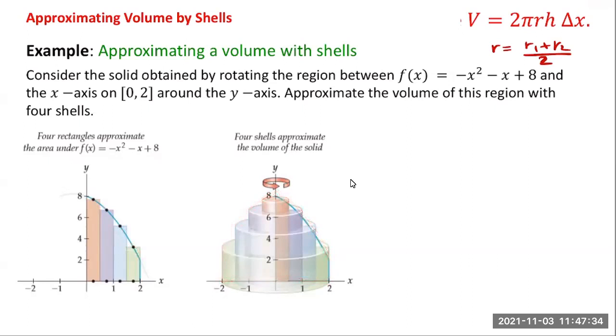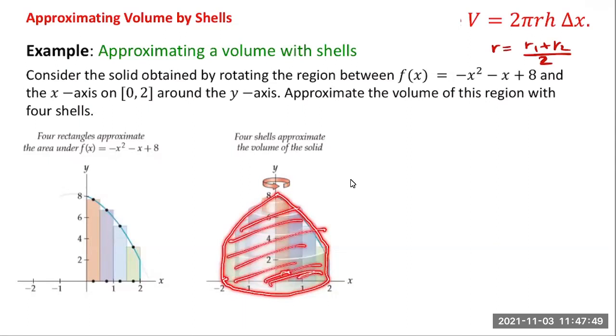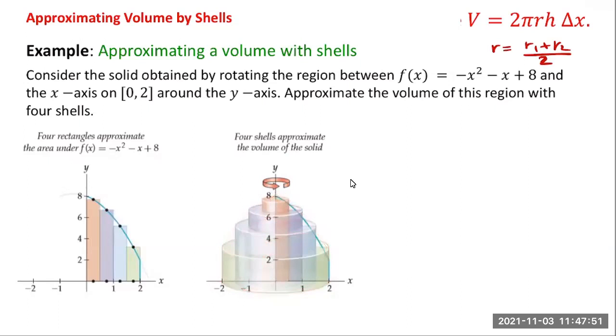Right? So now our goal is to approximate the volume of that object, the object that you obtain by rotating that region about the y-axis. This is a 3D object, and you need to approximate its volume. We are asked to approximate the volume using 4 shells.